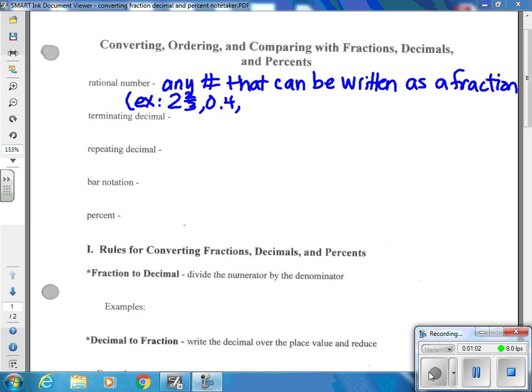0.4, which is a decimal that can be turned into a fraction. -2/5, negative fractions qualify. -1.3, because that can be turned into a fraction. And 0.7 repeated. Remember, all your repeating decimals can be made into fractions as well.